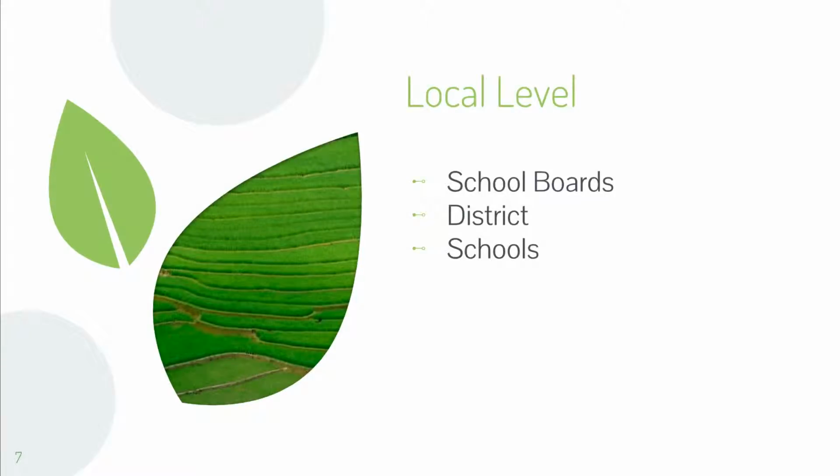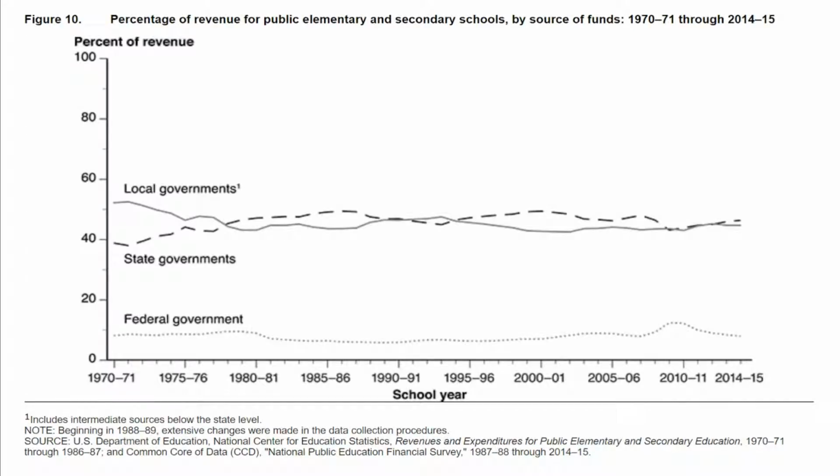Finally, at the local level, we have school boards, which are comprised of elected citizens. This board governs the local school district. The district superintendent is accountable to the school board for the district's performance and expenditures. So, we have three primary sources of public funding in our education system.